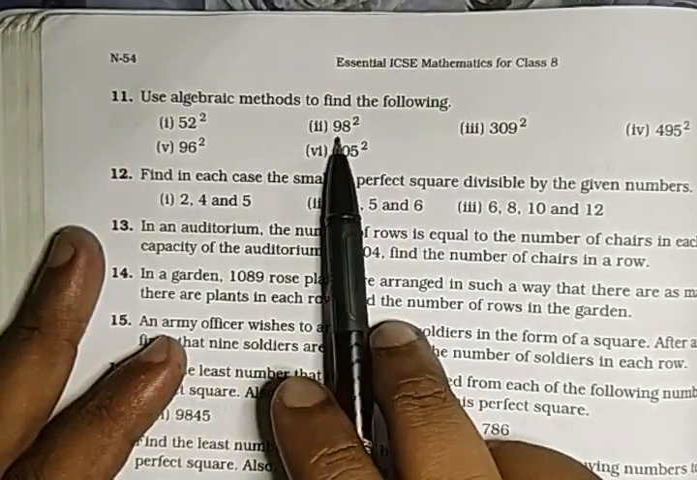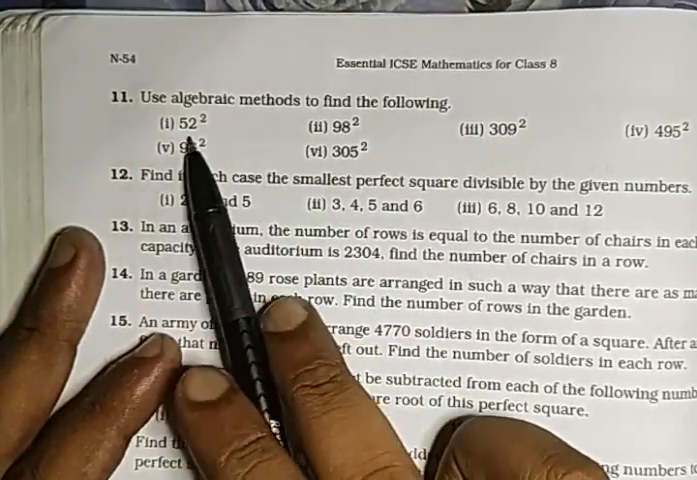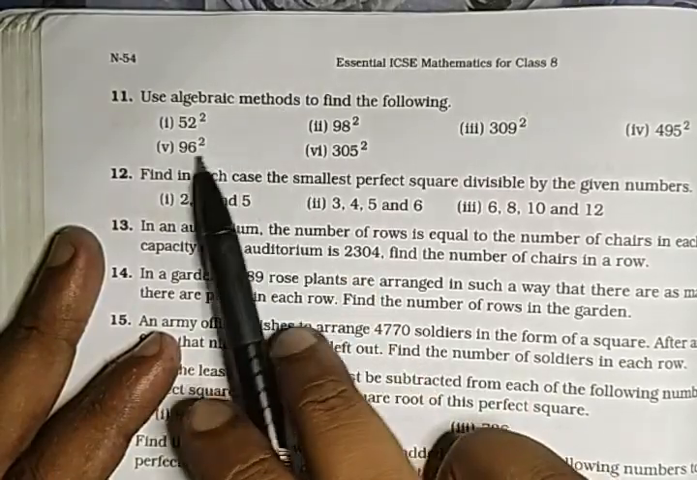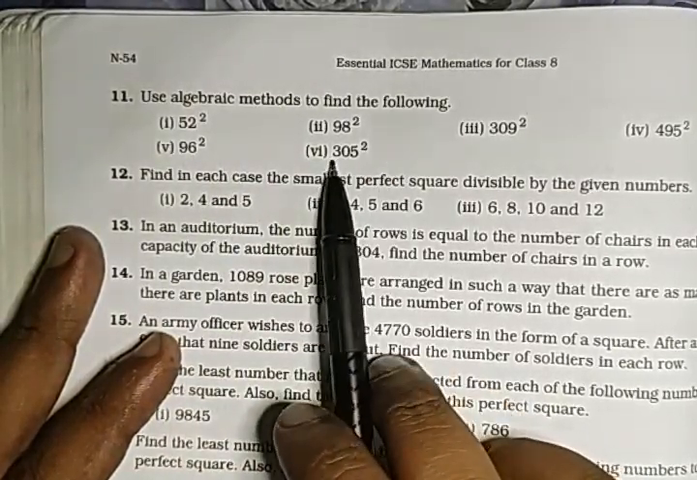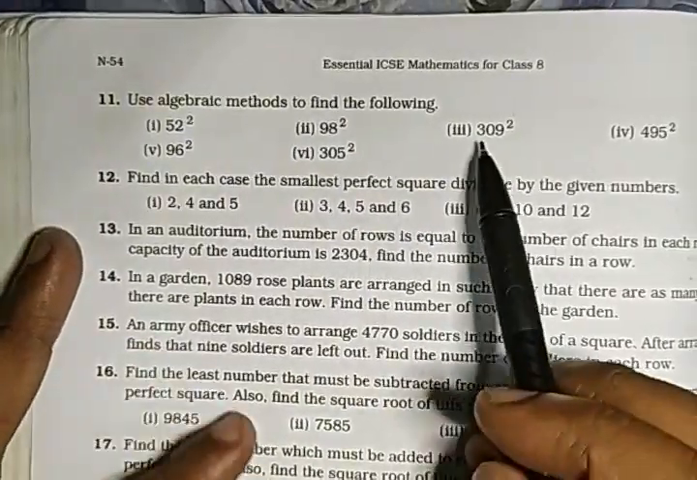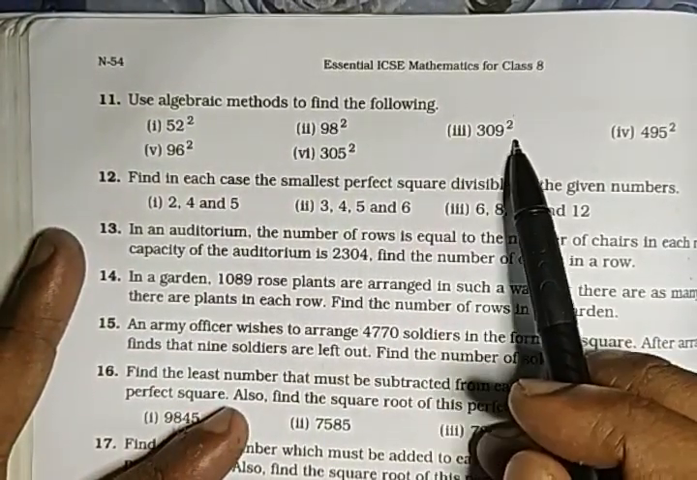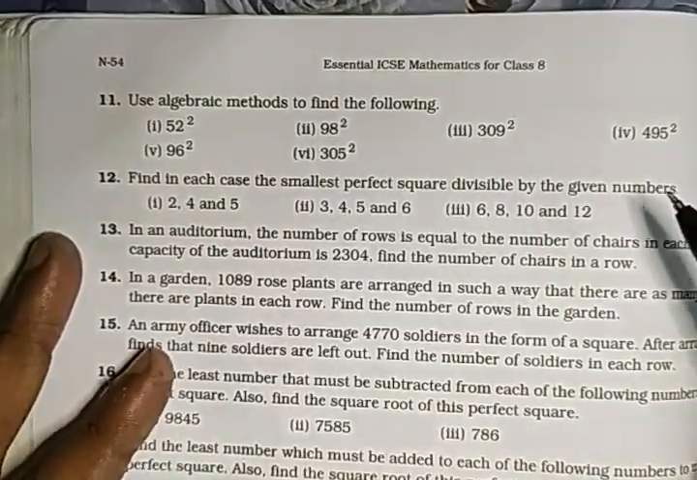You can use the formulas like for 98 I have just told. For 52 you can do 50 plus 2. For 96 you can do 100 minus 4. For 305 you can do 300 plus 5 whole square. For 309 you can do 300 plus 9 whole square. So in this way you can do it.